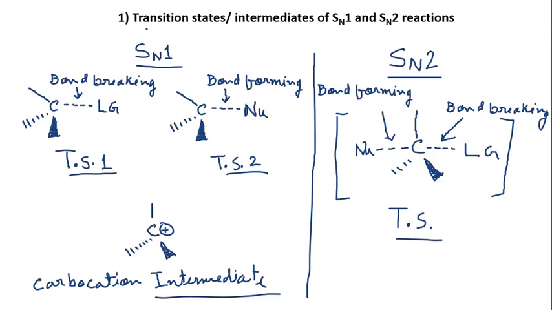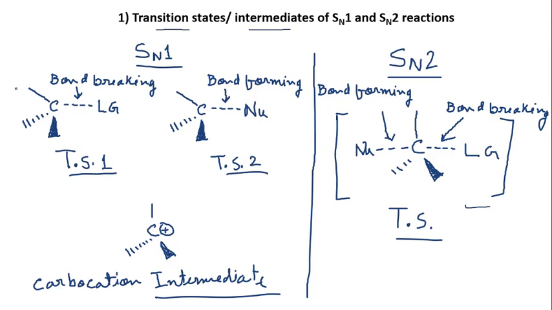Okay, so the first question was to draw the transition states and intermediates wherever applicable for SN1 and SN2 reactions, right? So for SN2 it is very clear because there are no intermediates, there is only one transition state that we have to draw, within these brackets. It is about 5 coordinate as shown, and the bond forming and the bond breaking are simultaneous, right? So you just have to draw this one.